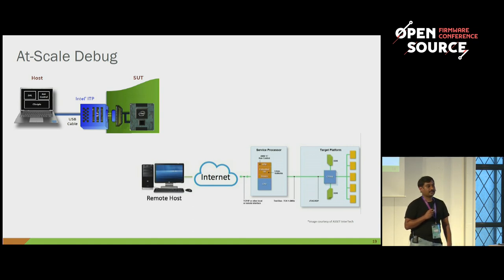So thanks to Intel, I think they came up with this at-scale debug feature, where BMC is used as a proxy, and then over the network, you send all the debug commands, and then BMC converts them into JTAG, and then runs them. So now we have the ability to debug remotely using BMC as a proxy.